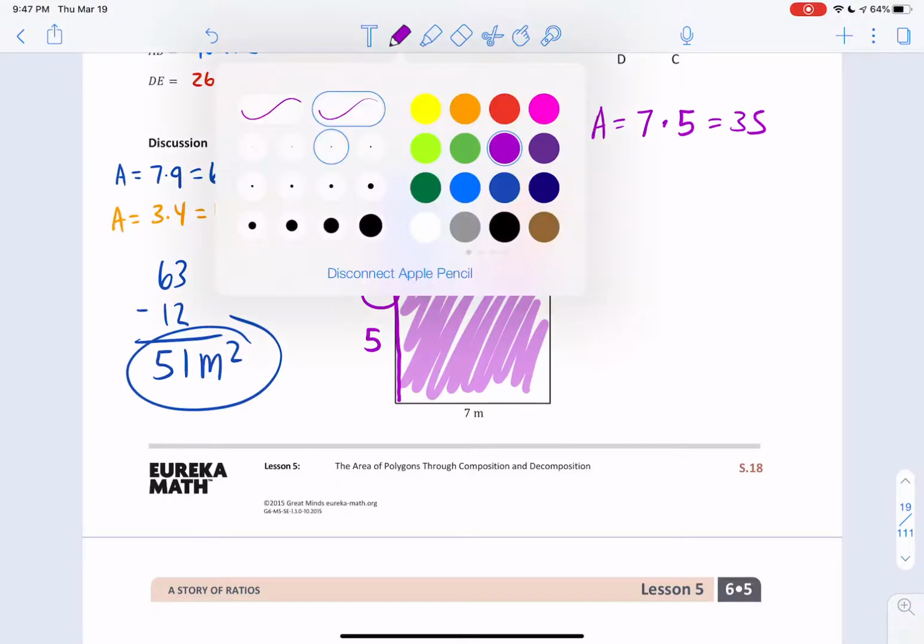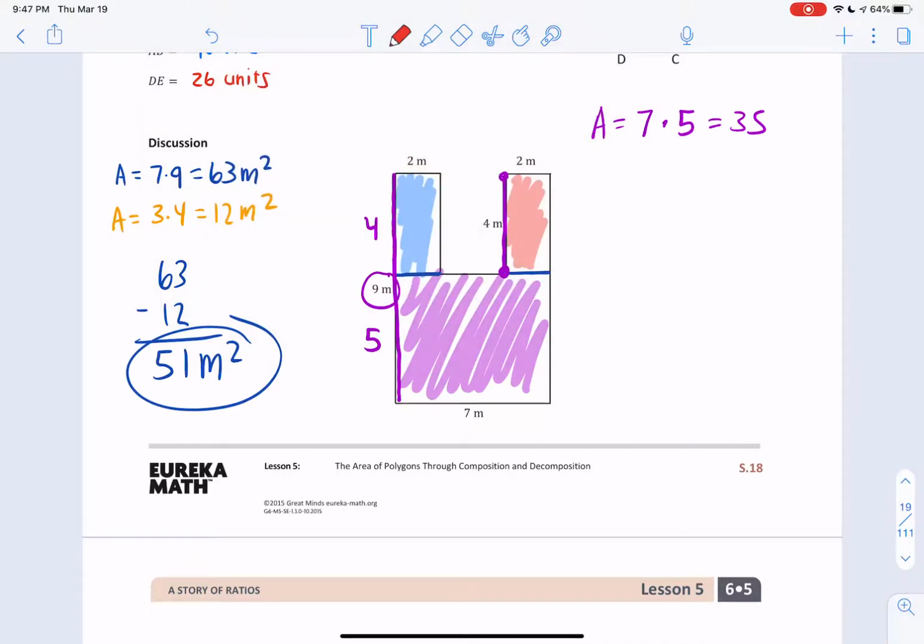Right? Go into the red. The red has a base of 2. The base, I could flip it upside down. The base is on top. That's okay. And then the height is 4. So 2 times 4, that would be 8. And then for the blue one, it's the same. It's really the same exact. It's 2 times 4, which equals 8.